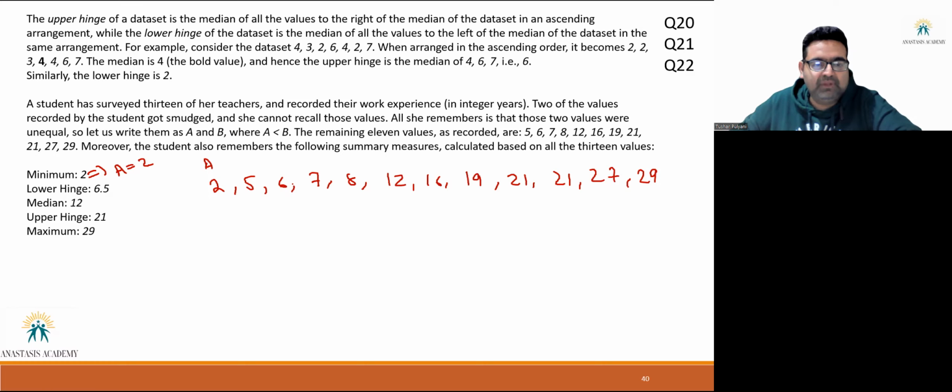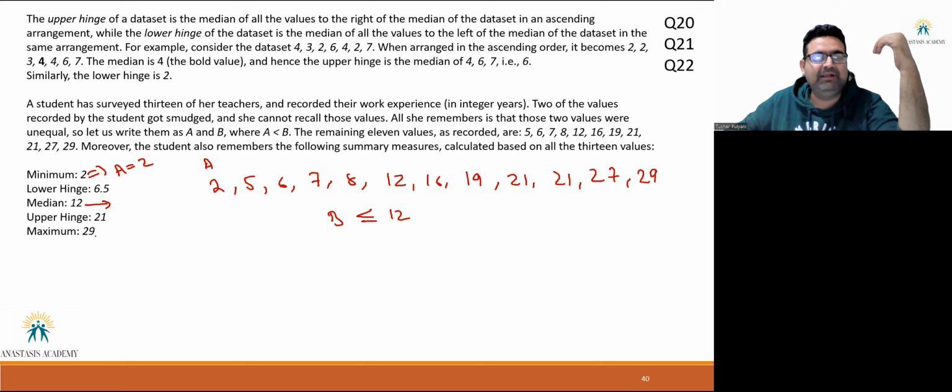Median is 12. Now with median 12, how many values are on the right of the median? 6, and there are 13 values. That means 12 has to be right in the middle. So that means my B has to be less than or equal to 12. It can be equal as well, because if two values are equal, we'll still take 12 as the median. Because there are an odd number of values, 12 still will be in the middle. So median 12 tells me that B has to be 12 or below 12.